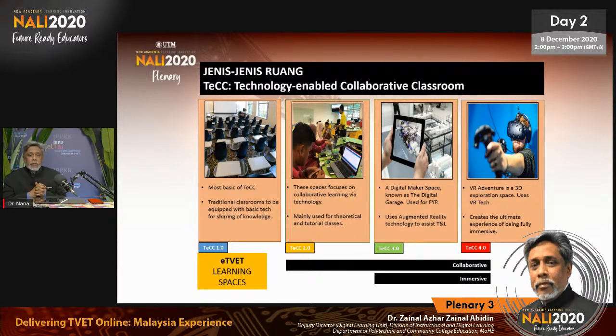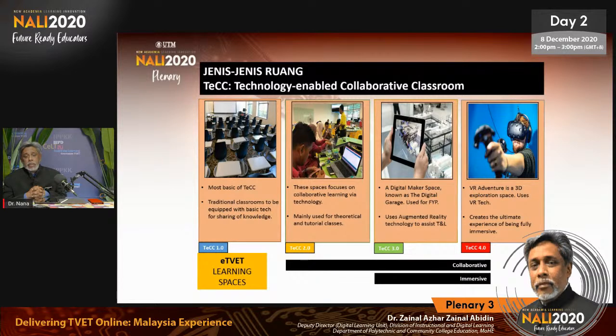There are four types. The first one is just a normal smart classroom with your regular projectors and so on. We call this TECC 1.0. TECC 2.0 is a collaborative classroom with more technology equipment. This has already become a main image in all the polytechnics. They have got this TECC 2.0 in almost all of the polytechnics.